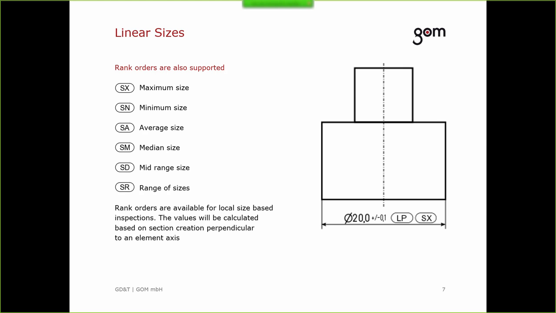Let me also add some additional explanations about rank orders. The median size will be calculated by arranging all the local sizes from the smallest value to the biggest value and picking the middle one. For example, if you have a list of values from 1.1 to 1.5, the median is 1.3. The mid-range size is maximum size minus minimum size divided by 2. The range will be calculated by maximum size minus minimum size.